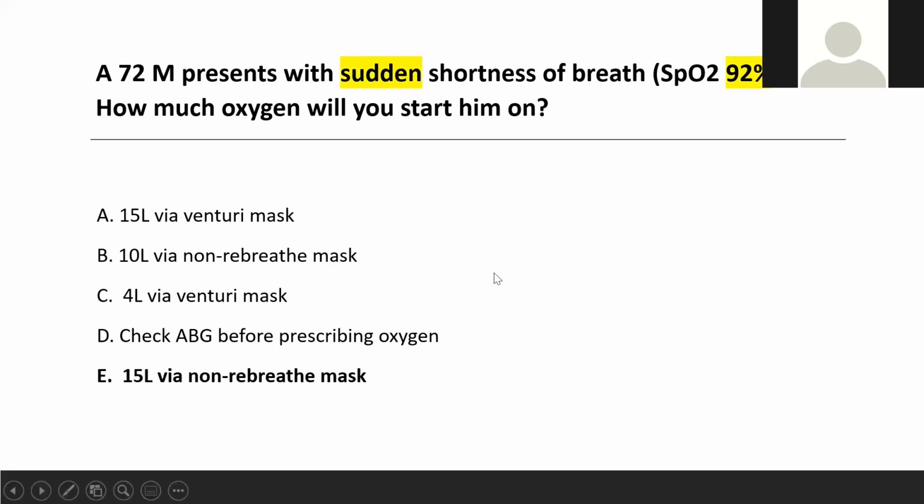15 liters. If anyone comes in with shortness of breath, and you don't know anything about them, always start them on 15 liters via a non-rebreather mask. Let's say this patient came in, they have COPD, and they've come in with 92%. There is a chance that they could be in the group where 88 to 92 is normal, but you won't know that until you take an arterial blood gas and test it. So start them on 15 liters, do a quick ABG and test it. And then accordingly, you can change the oxygen supply.